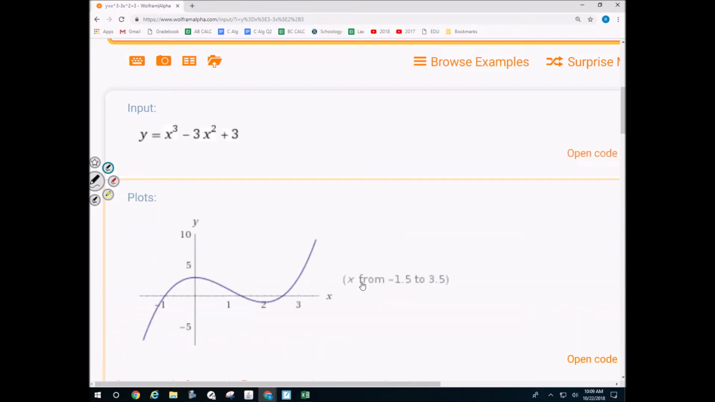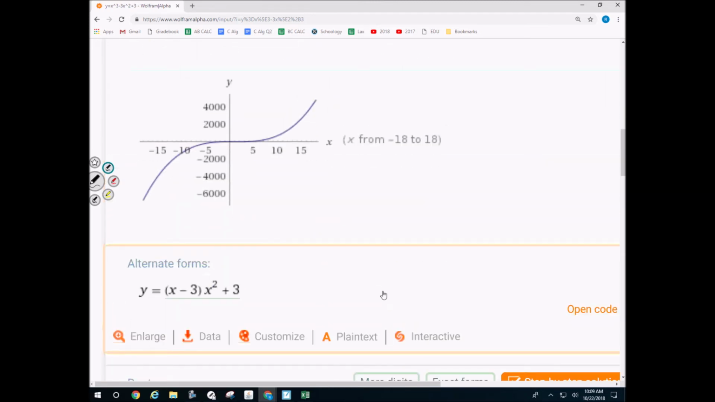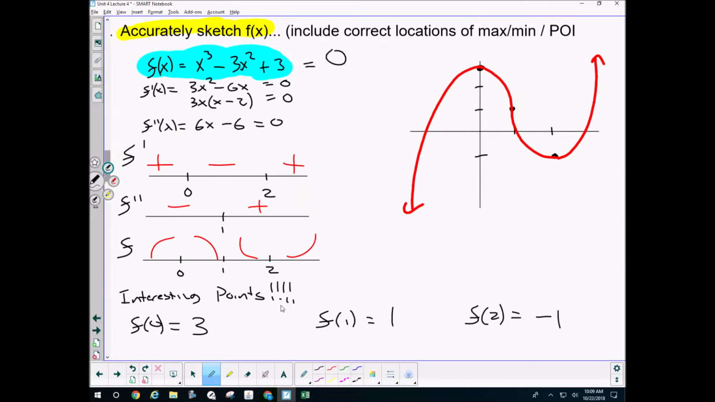Okay. 0, 3, 1, 1, 2, negative 1. Here's my shape, exactly like I have, maybe not to scale. This is not to scale at all, because this is going from 0 to 5 here. This is 0, 1, 2, 3. So that's it. We got it. Okay. We will complete notes after lunch during Genius Hour.